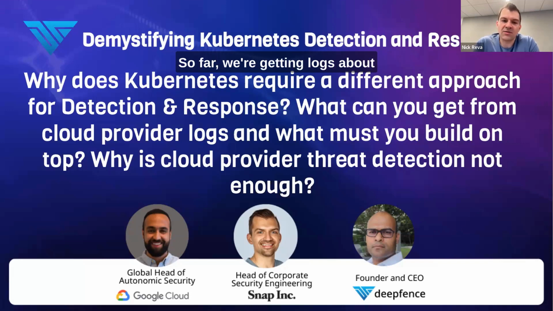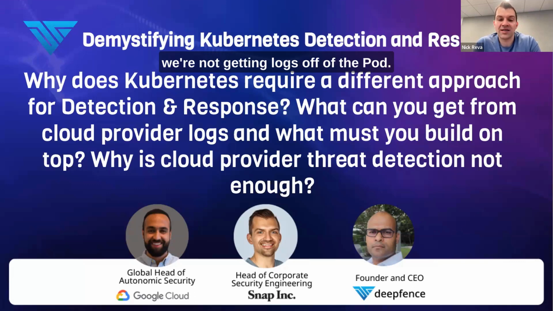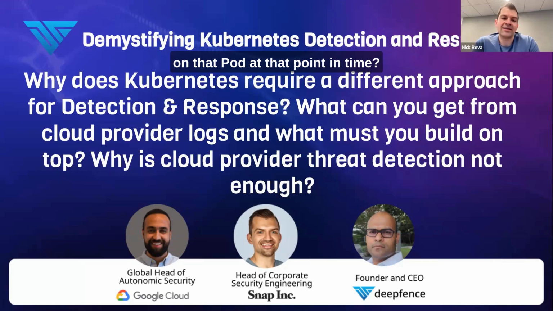So far, we're getting logs about infrastructure at a discrete VM level, broadly speaking. Like there may be some exceptions there. Or we're not getting logs off of the pod from everything I just described. We are not. How do we get logs off of the pod that are contextualized to the state of the runtime workload running on that pod and at that point in time? This is the context that Sandeep talks about. You don't get that natively.